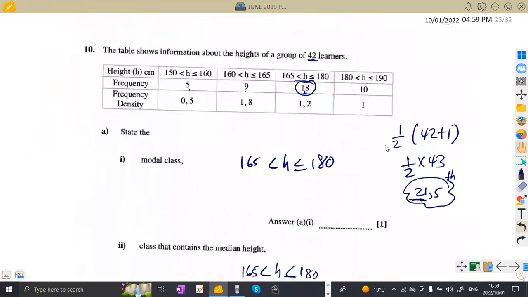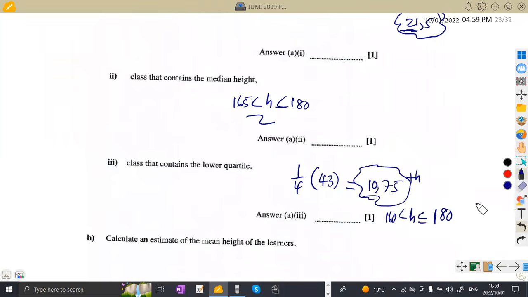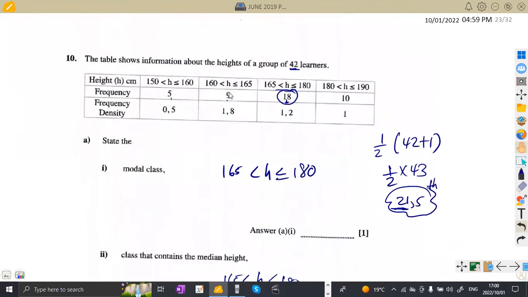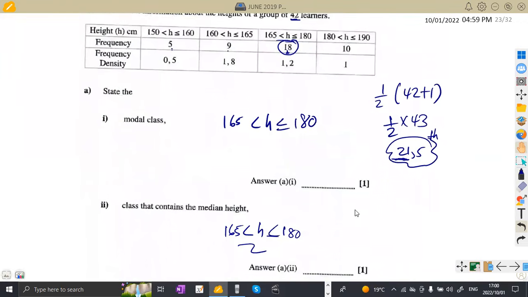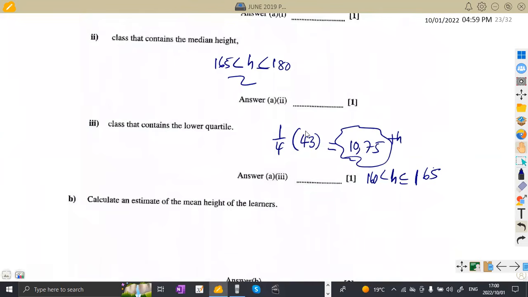160 to 165, not 165. What is 165 here? This is 165. All right, so that is the class that is going to be the lower quartile. So that is the first distribution that you're going to have. So it's actually from 160 to 165. Okay, from this class here, 160 to 165. So that was going to be our part. The median, it will be in this class. Then that one in the other class.